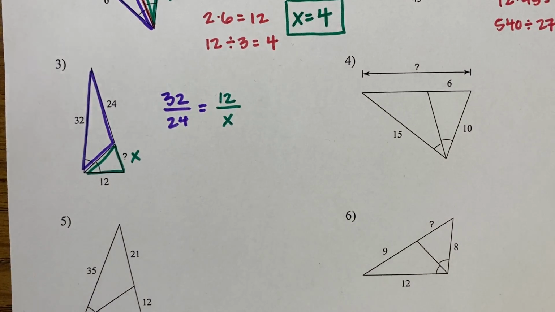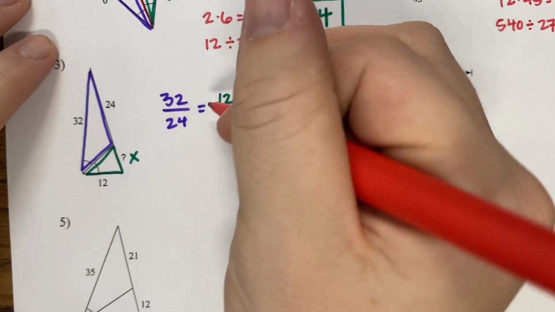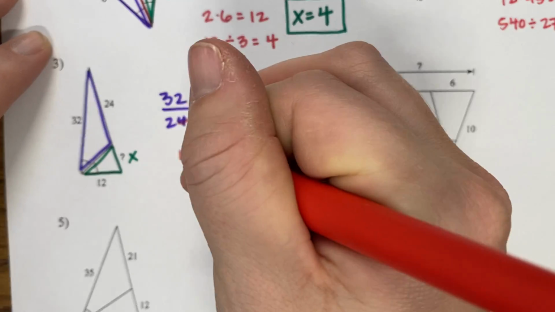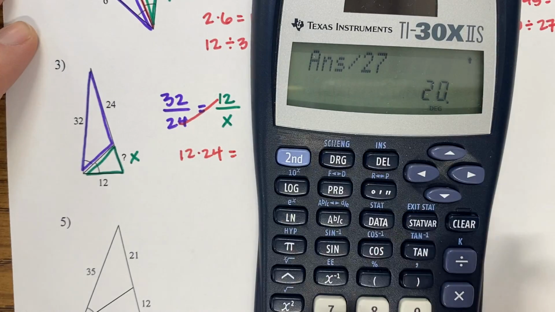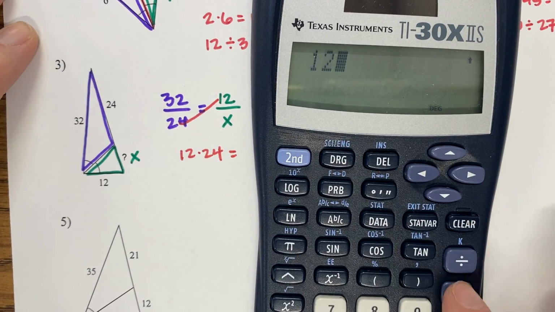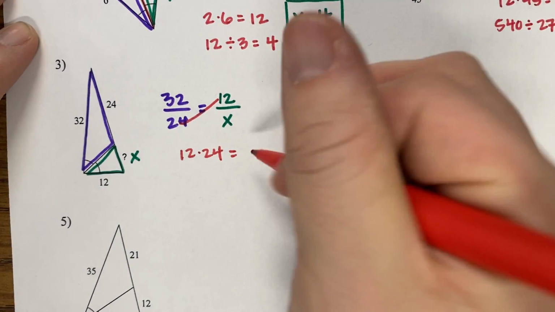And now that my proportion is set up, I can go ahead and solve it by cross multiplying. So 12, start at 12, multiply to the 24, so 12 times 24. And that's going to give me 288.